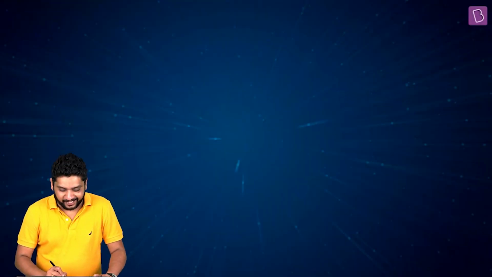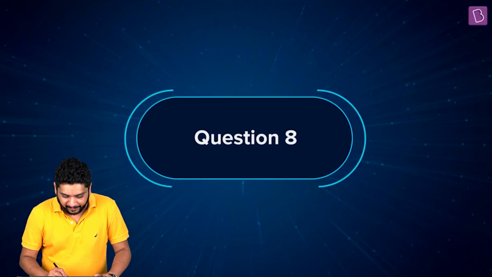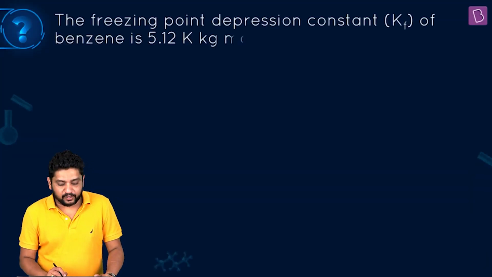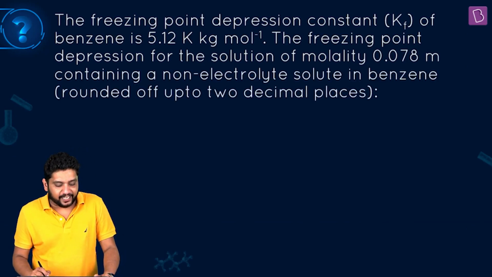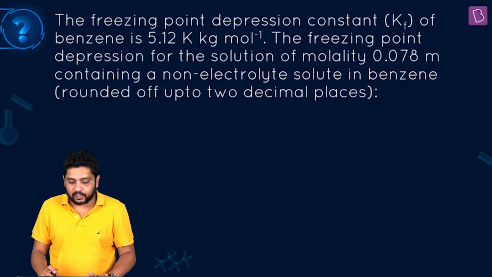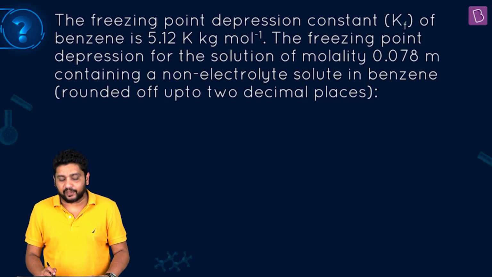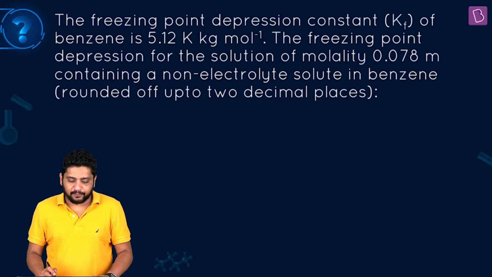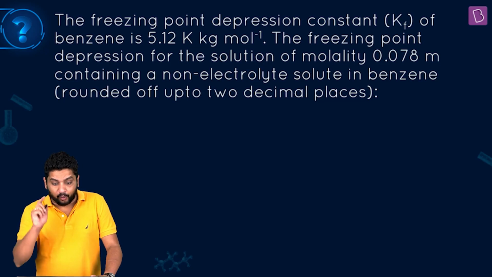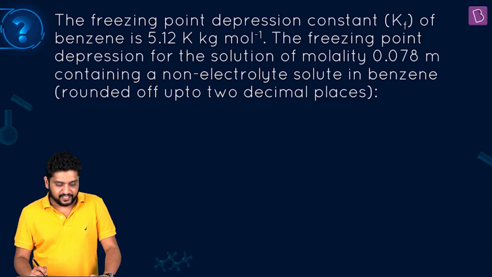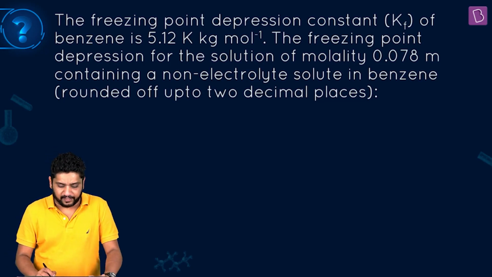Okay, let's look at the next question now. Let's read what it says. The freezing point depression constant, or what you call the cryoscopic constant Kf of benzene, is given to us as 5.12 Kelvin kilogram per mole. The freezing point depression for the solution of molality 0.078 molal containing a non-electrolyte solute in benzene, rounded off up to 2 decimal places, is.